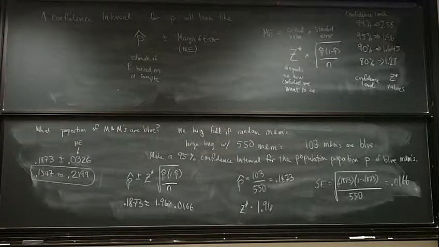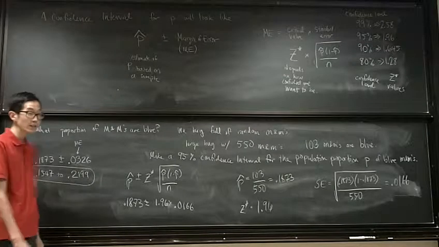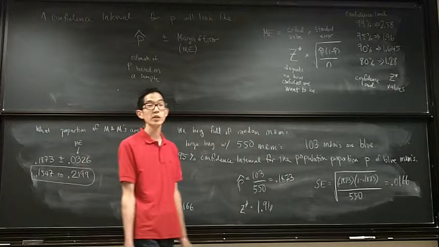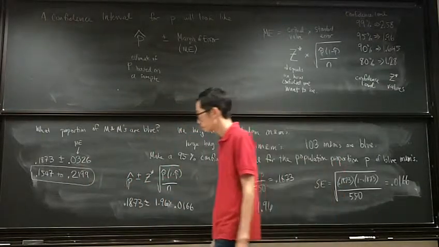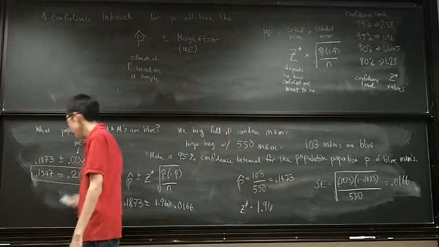Will you give us the confidence level, like saying your confidence level is 95, or 99%? Yeah, I'll give you the confidence level. I'll say make me a 95% confidence interval, or make me a 90% confidence interval, something like that.